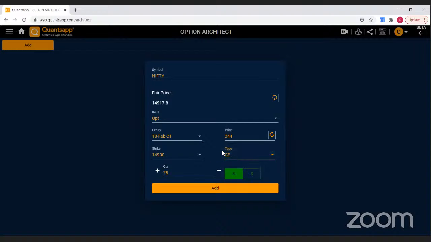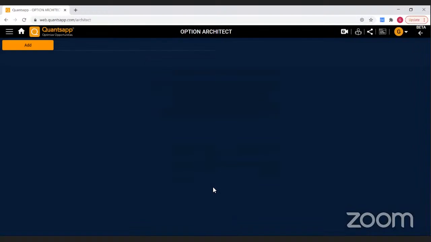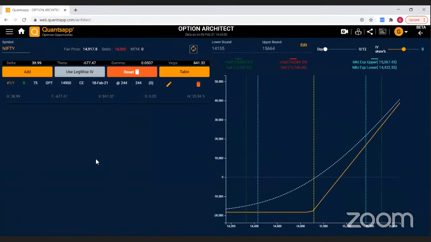A straddle, we all know, is buying a call and a put of the same strike price. So we're going to see that, and then selecting my quantity, then selecting whether I'm buying or selling. If I'm making a long, then I want to buy. I'm adding the first leg. So this is my first leg, and this is how I start making my own strategy.